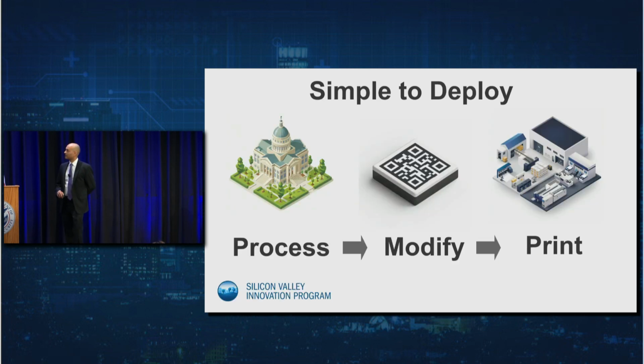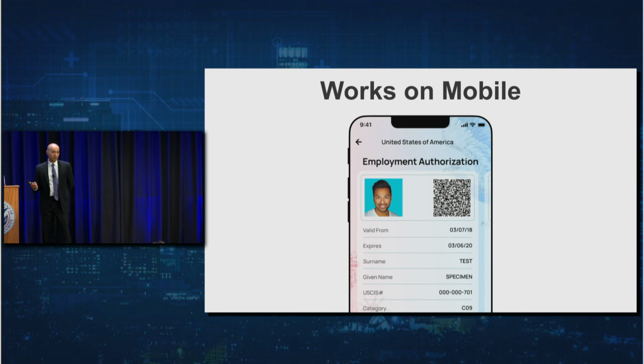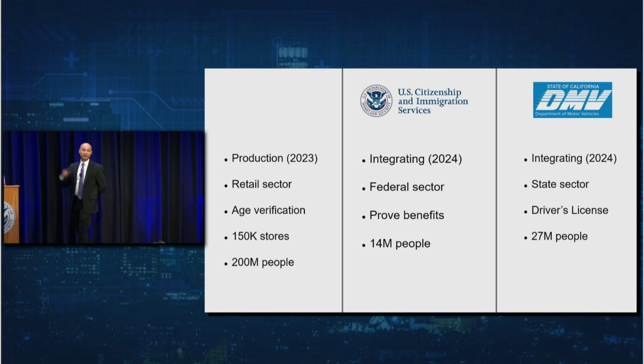The other thing that's really nice about the technology is it's simple to deploy. So we've been working with states and organizations to integrate this into their current printing processes. We're literally asking you to use the same kind of barcode that you've been using, but modify it slightly. And so it drops in really easily into existing card printing processes. Finally, it works on mobile. It's digital native. You can use the same technology to protect the physical card as you do the digital document. And we're deploying it. In fact, we've deployed it last year.